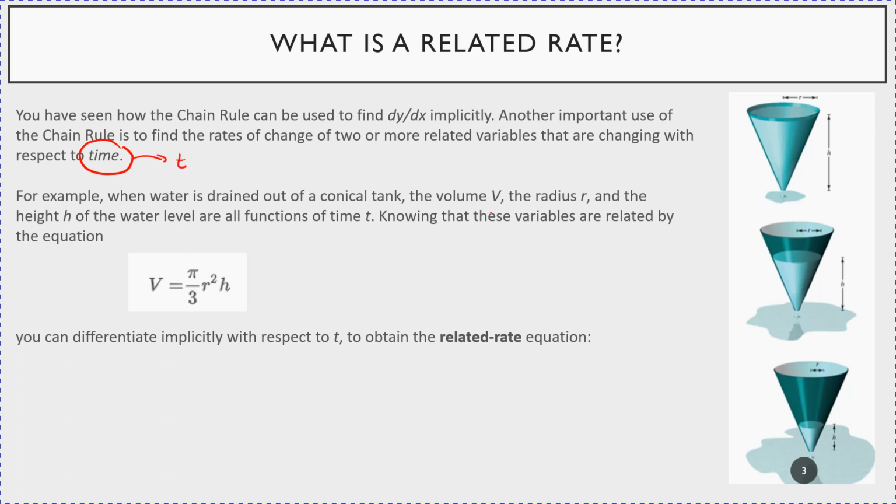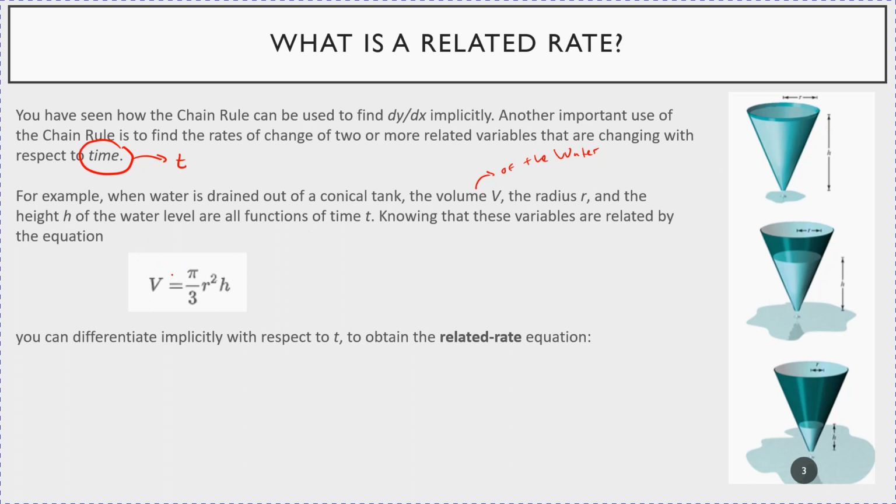For example, suppose you have water that's being drained out of this conical tank. You have this tank here, it has a little hole in it, and water's coming out of it. Just to note, the volume of the water, the radius of the water at the top here, and the height of the water as it's being drained are all functions of time. The volume is going to decrease over time, the radius is going to decrease over time, and the height is going to decrease over time, because water's coming out. So these variables change with respect to time.